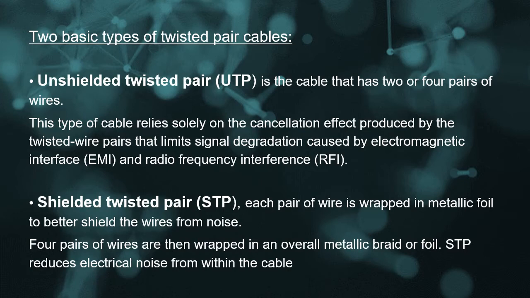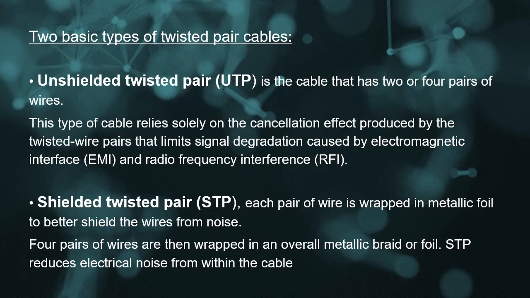The second one is the shielded twisted pair or STP. Each pair of wire is wrapped in metallic foil to better shield the wires from noise. 4 pairs of wires are then wrapped in an overall metallic braid of foil. STP reduces electrical noise from within the cable.